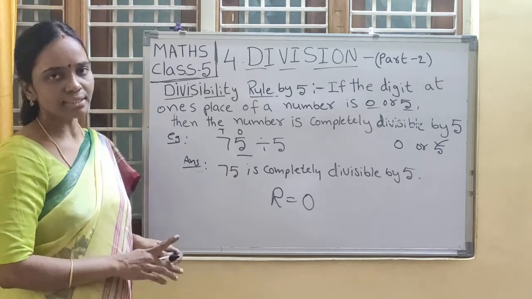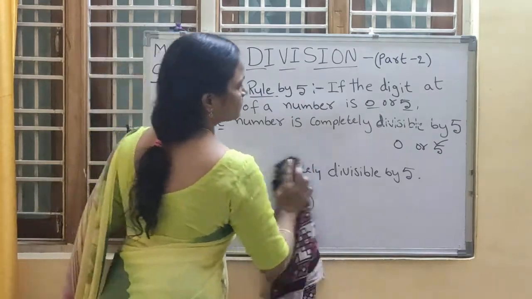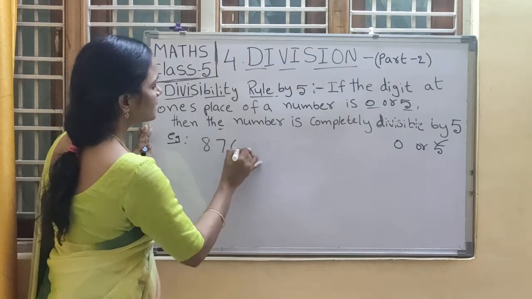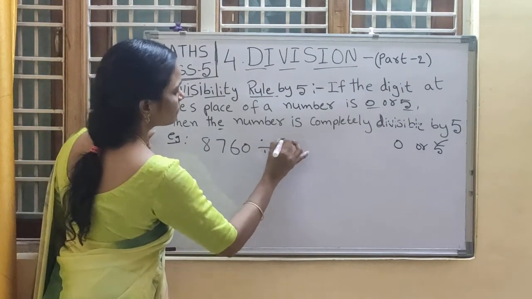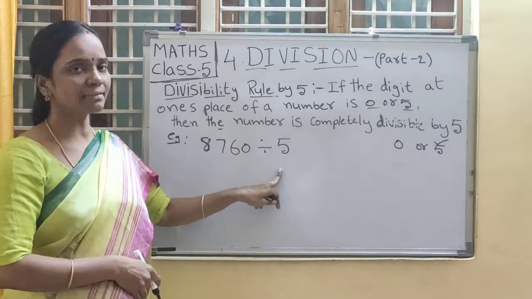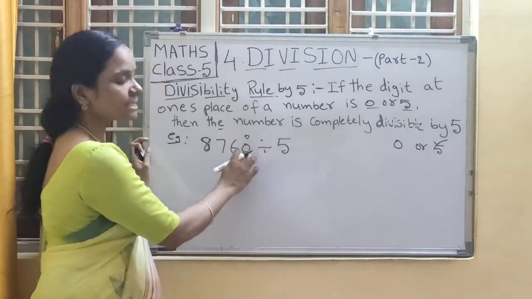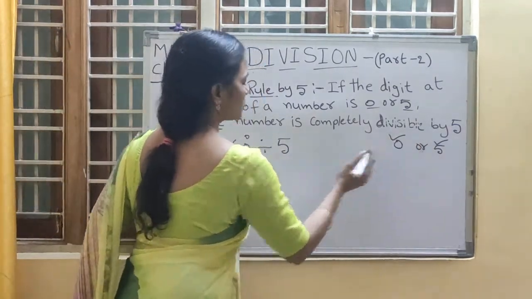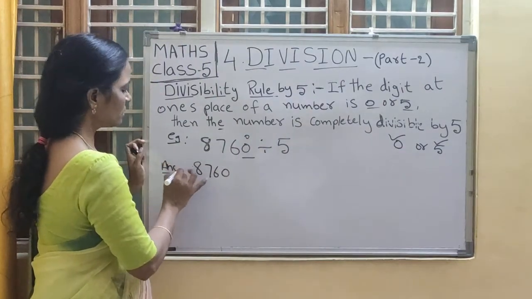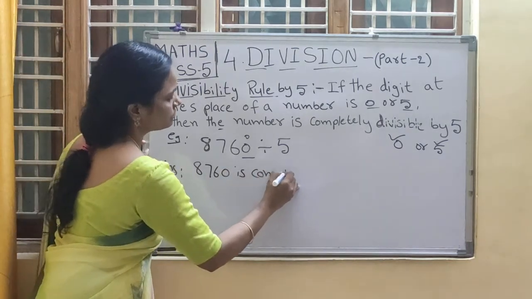Understood? Shall we take one more example? Note it down, children. 8760 divided by 5. Is this number completely divisible by 5? Shall we check? We check the digit at ones place. The digit at ones place is 0. So we can say that 8760 is completely divisible by 5.